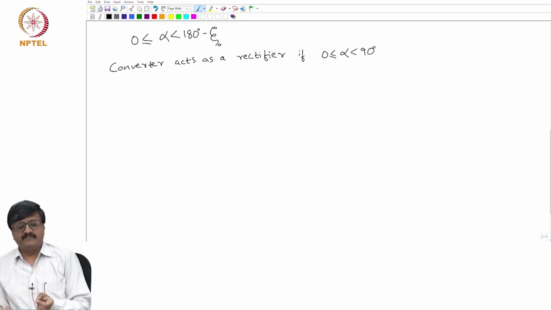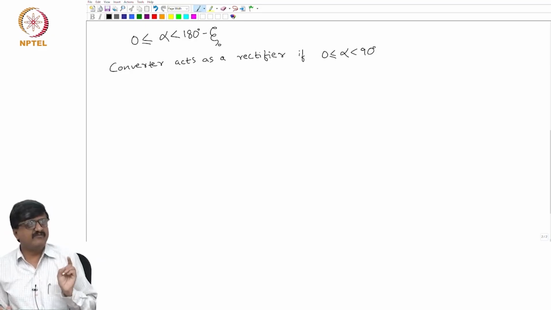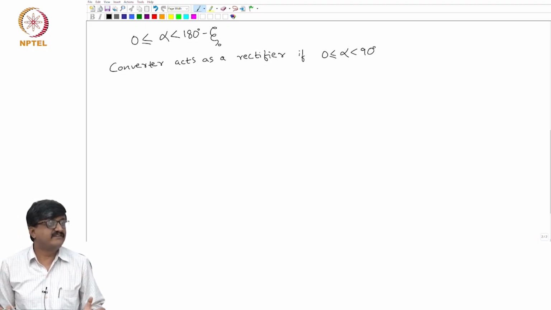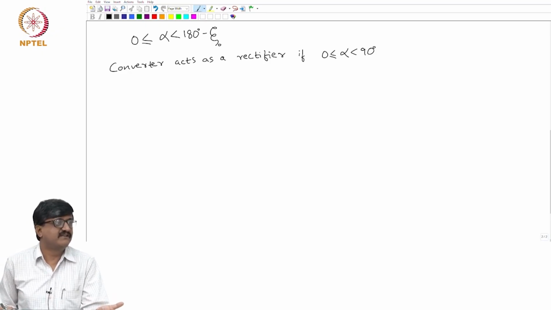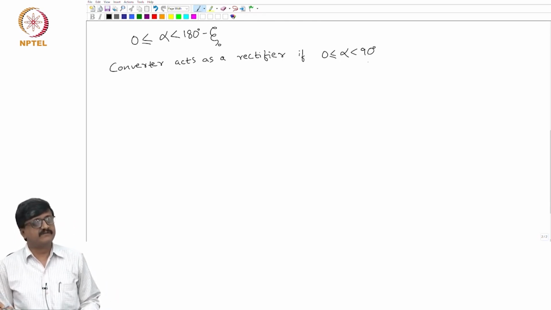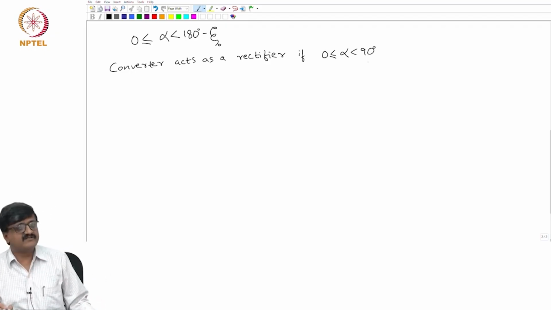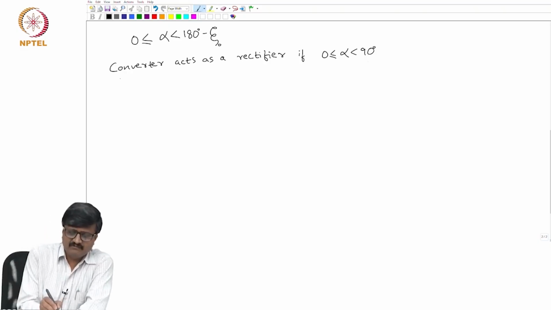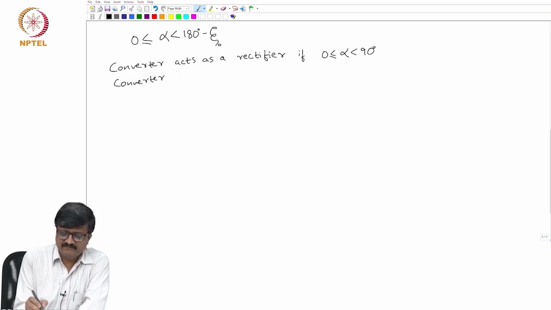For alpha between 0 and 90 degrees, we get a positive value for the DC side average voltage. The average value of the DC side voltage tells us whether the converter is operating as a rectifier or inverter, because the current on the DC side is a constant current in one particular direction. So if I have a positive average value, then I get rectifier operation. Now, when does it operate as an inverter?